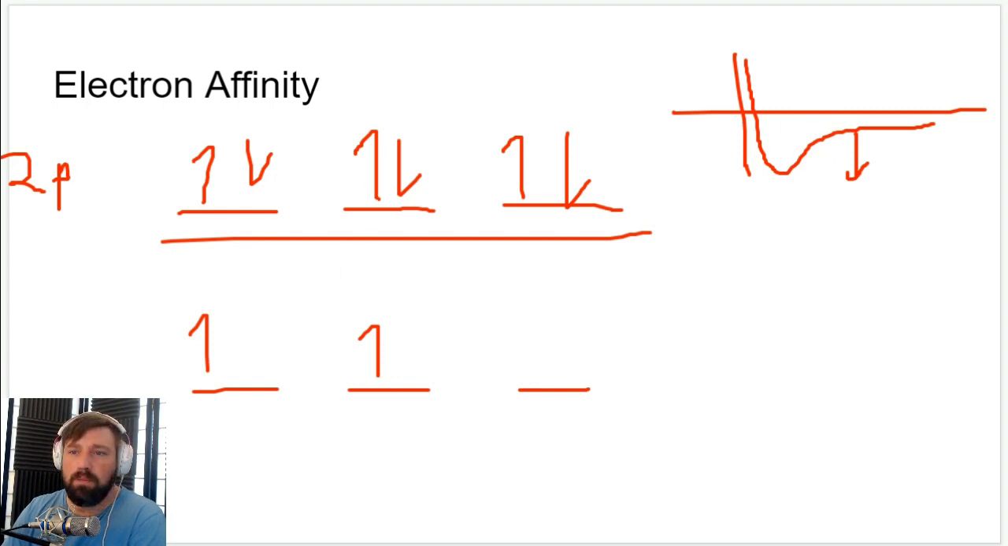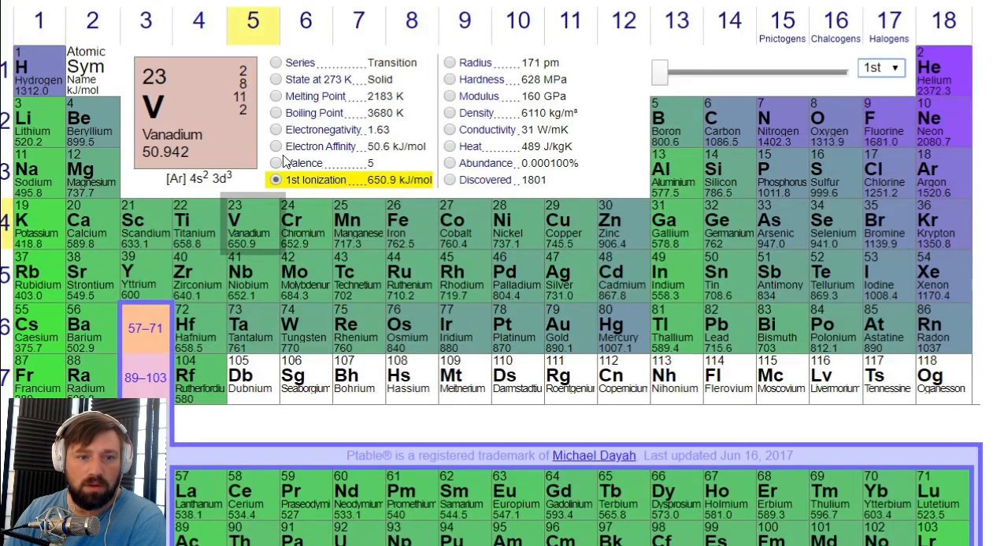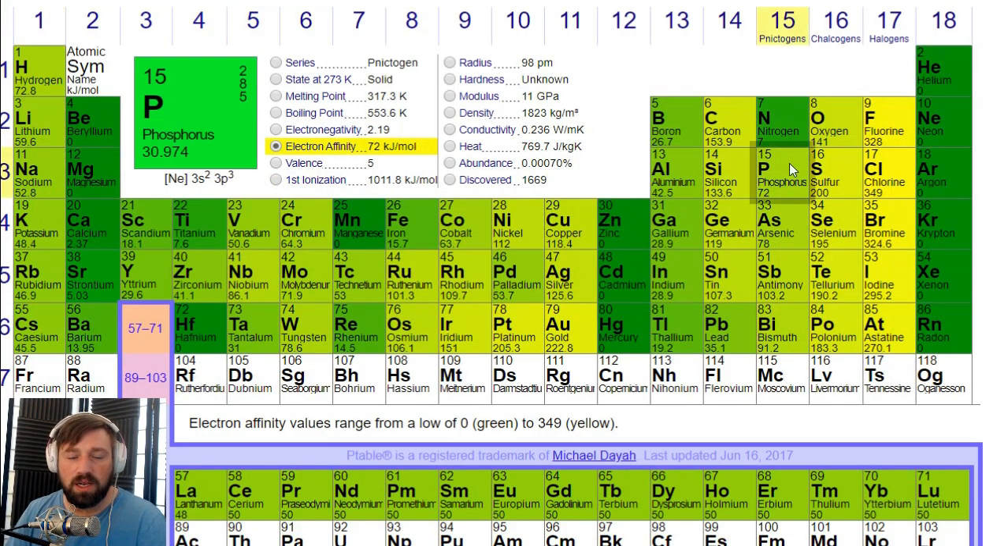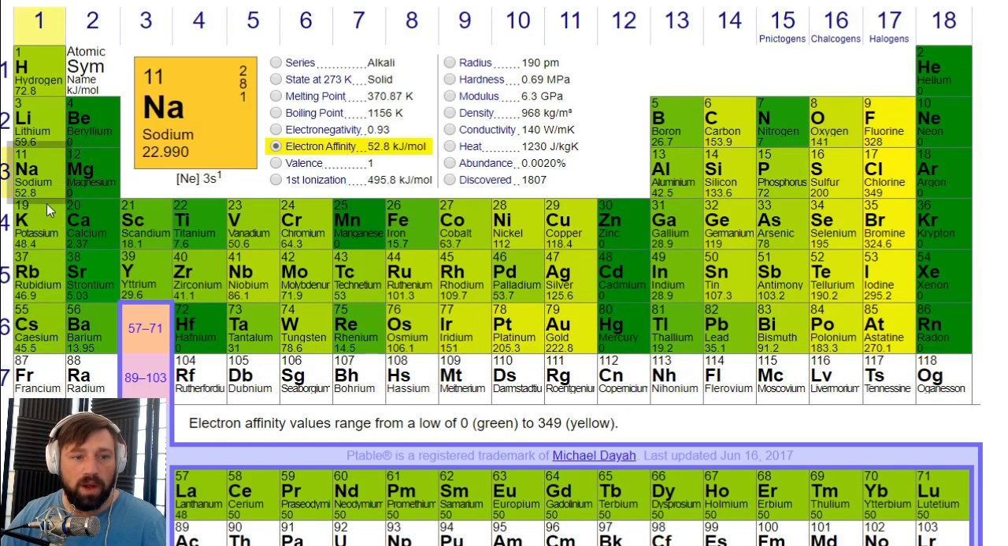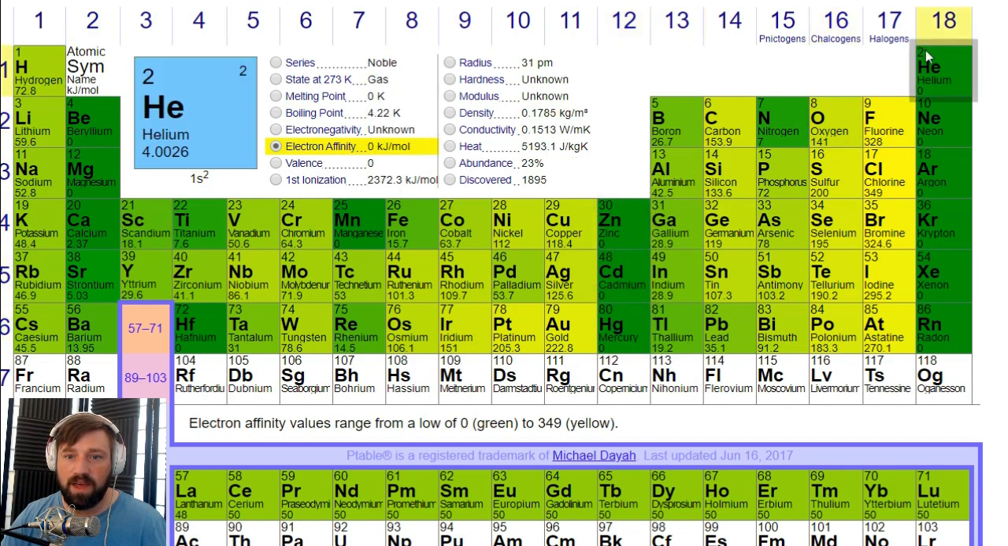What does this mean about periodic trends? Let's go back to the periodic table. Let's look at electron affinity. So if you look at electron affinity, initially you think, this has no pattern in it whatsoever. But if you look, you can start seeing some patterns. Where are the stable guys? At the end of the S block, very, very stable. At the end of the D block, very, very stable. At the end of the P block, very, very stable.